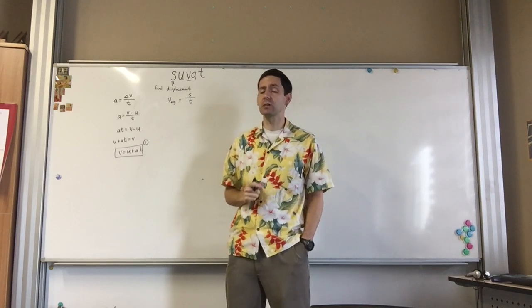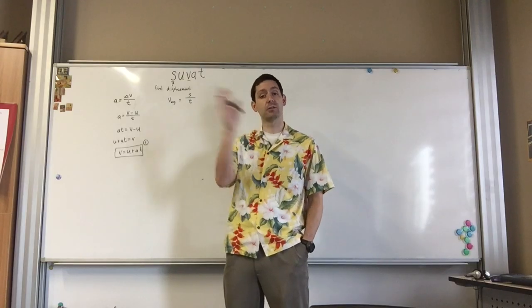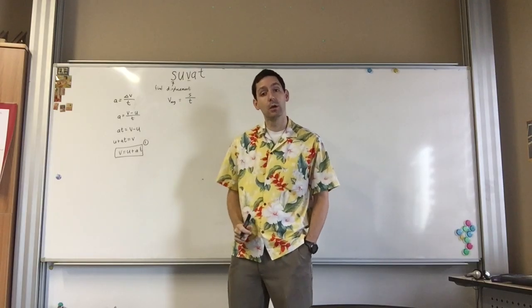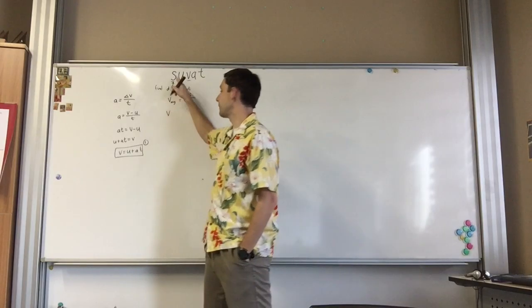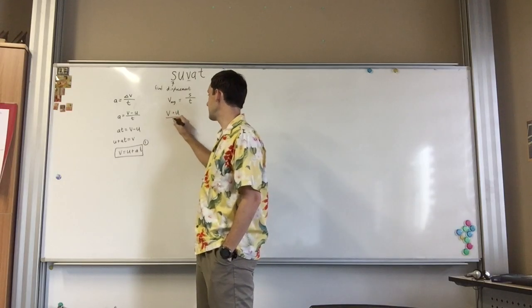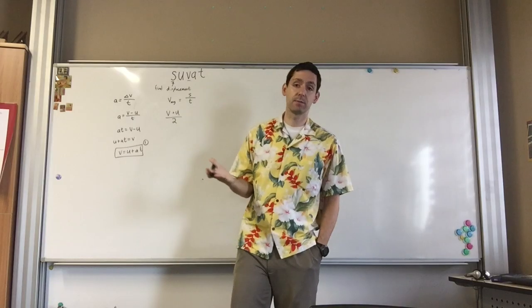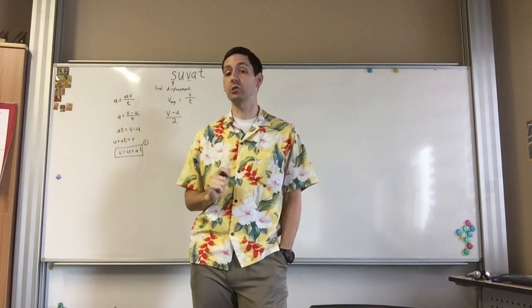Well, if acceleration is constant, then I find an average velocity the same way I find any other average, and I take the two numbers and average them. So if I take my final velocity, which is v, and my initial velocity, which is u, and add those together, and then divide by 2, that should give me my average velocity, because the velocity is changing at a constant rate, so the average should be right in the middle of those two.